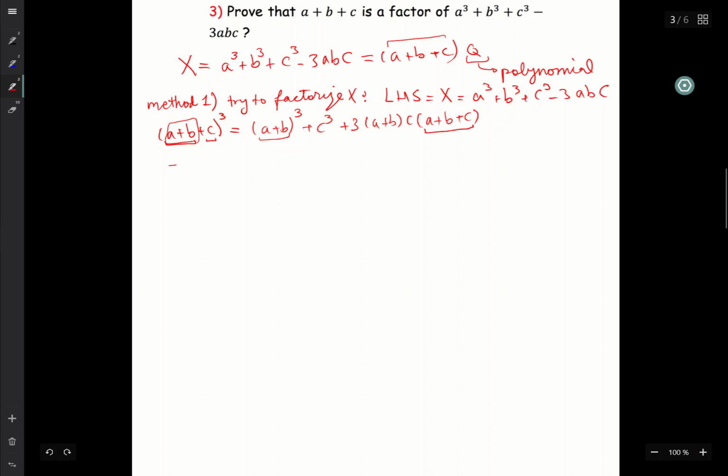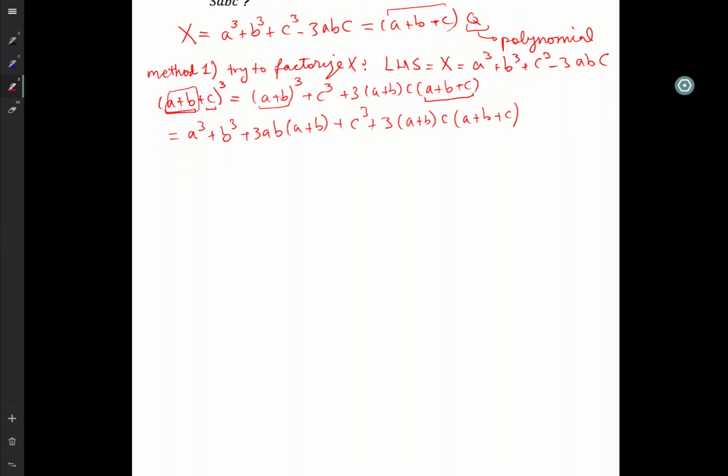But what is (a + b) cubed? So this is equal to a cubed plus b cubed plus 3ab(a + b), plus c cubed plus 3(a + b)c(a + b + c), right? All right, so what are we looking for?